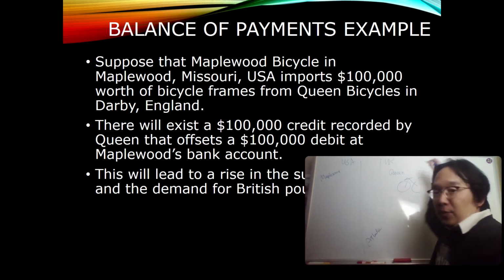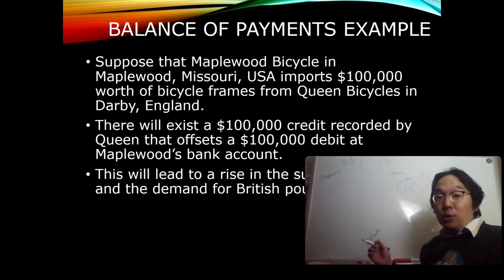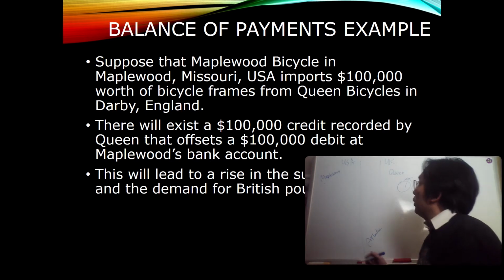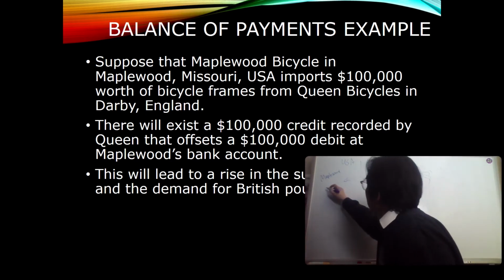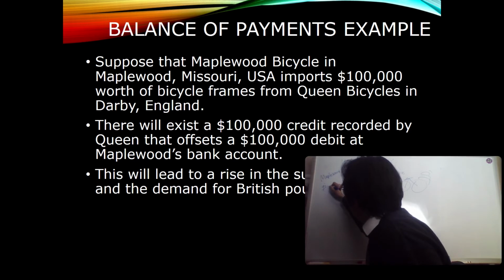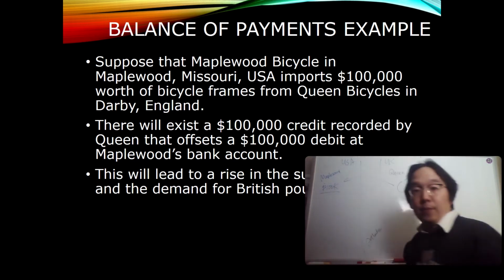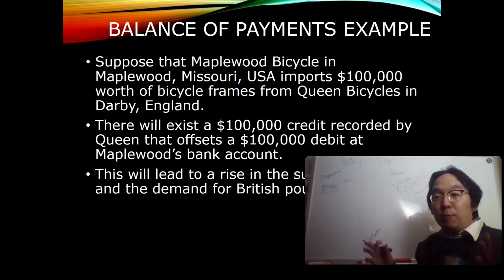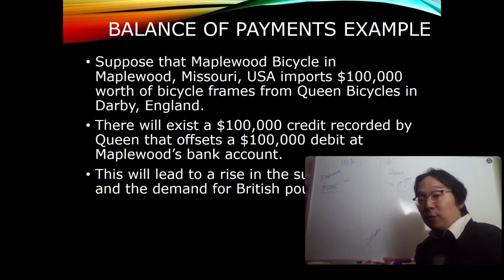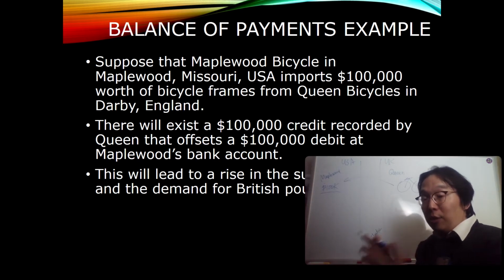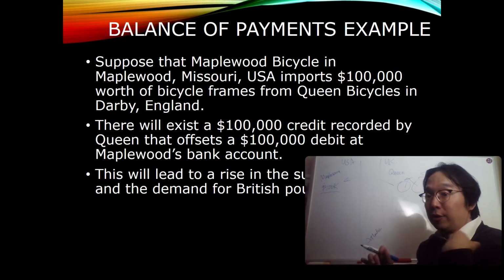Goes on over there. How many of them? I don't know. But Maplewood imports this bicycle and pays 100,000 US dollars. Of course, they would pay it in British pounds by going through the FX spot market through their bankers, right?